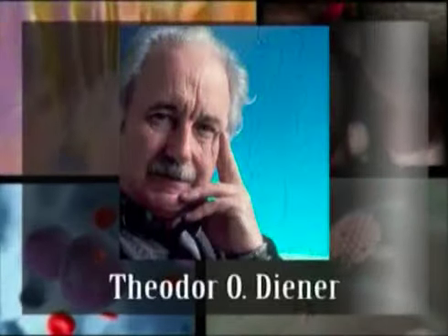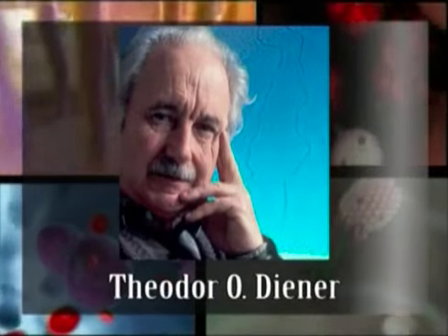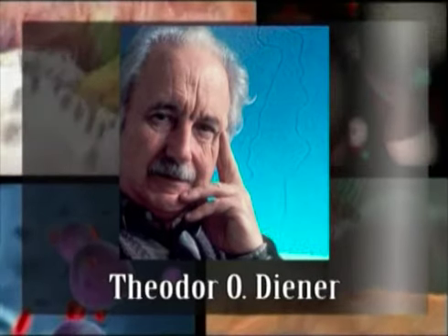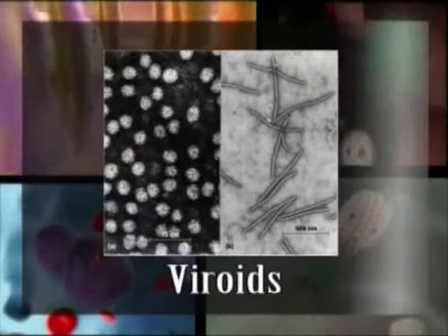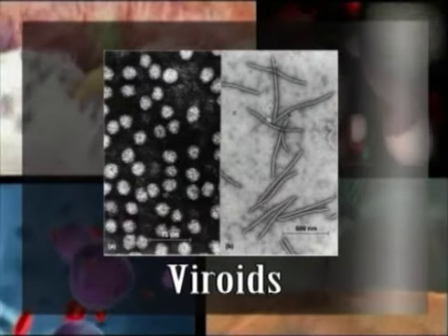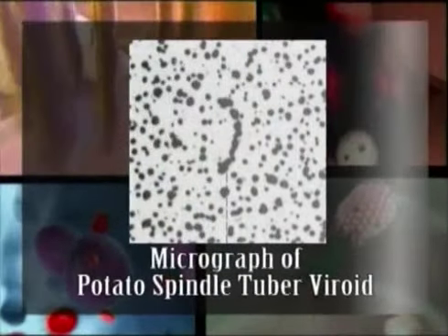Theodor Diener in 1971 discovered new infectious agents which were smaller than viruses and named these subviral pathogens viroids. A viroid consists of a very short strand of RNA, about 300 to 400 nucleotides, without any envelope or capsid. The best example of a viroid is potato spindle tuber viroid.